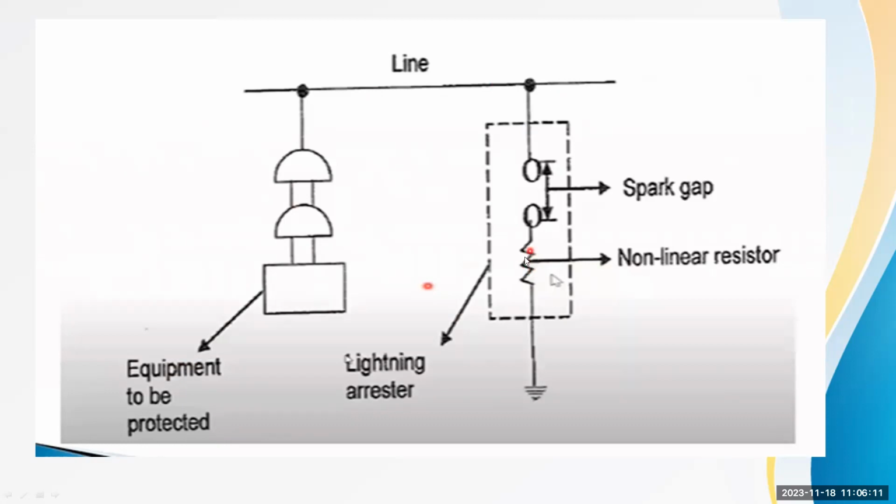Under normal operating condition, resistance is very high because no spark takes place in between, and the apparatus is protected, with no effect on the electrical apparatus. Under lightning or switching condition, the surge current is bypassed to the lightning arrestor because the resistance is less. Then a spark takes place here and discharges the surge current into the ground. So this is called a lightning arrestor.